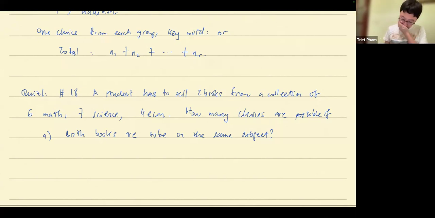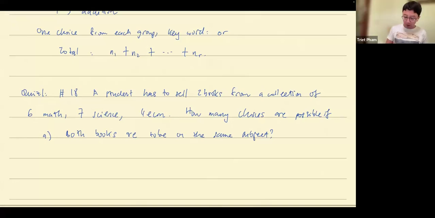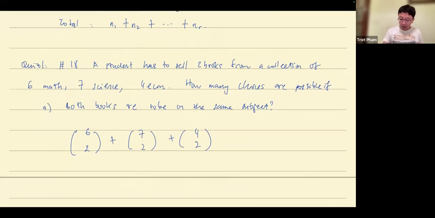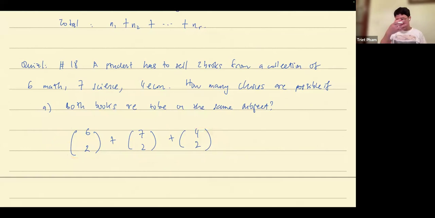Okay, so what's the answer here? 6 times 5 plus 7 times 6 plus 4 times 3. Yeah, that's great, but I would prefer 6 choose 2 plus 7 choose 2 plus 4 choose 2, which is what you said. The reason I prefer this over the other answer, and by the way your answer is okay, is that there's actually an even worse answer.